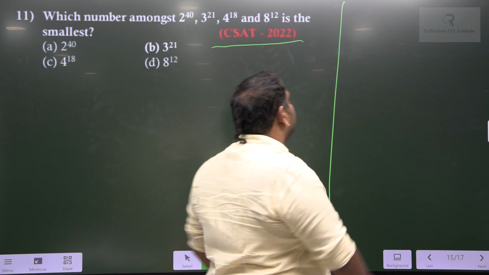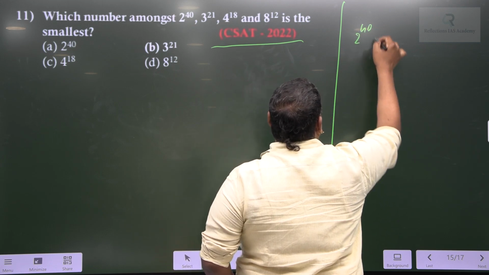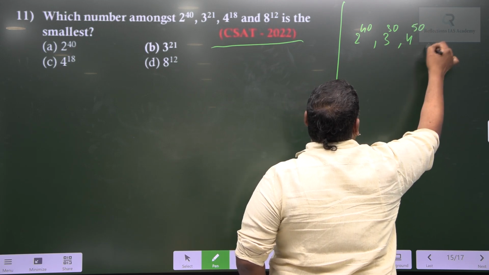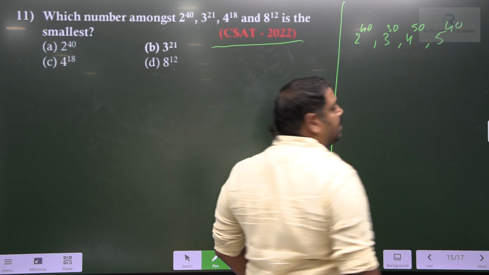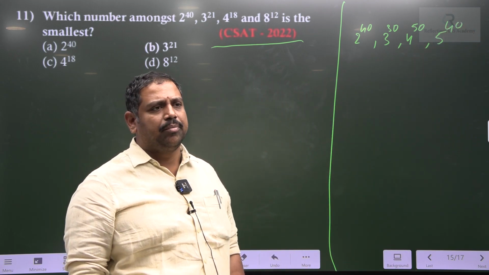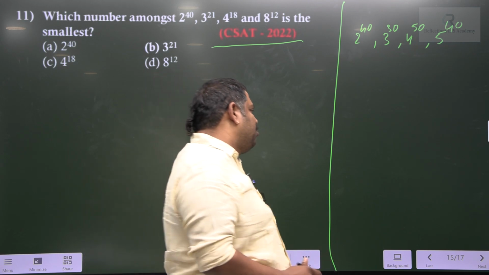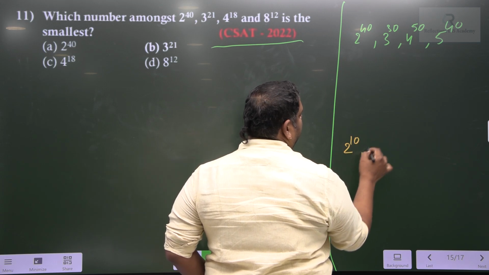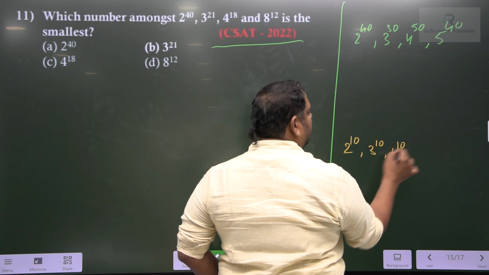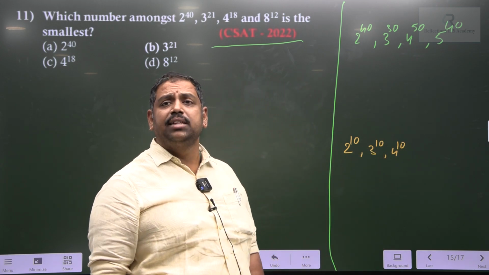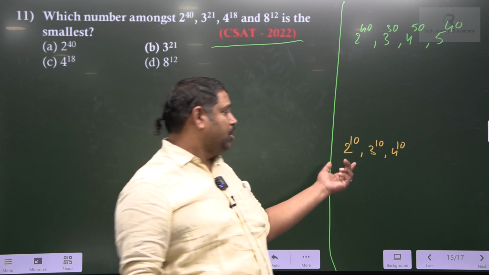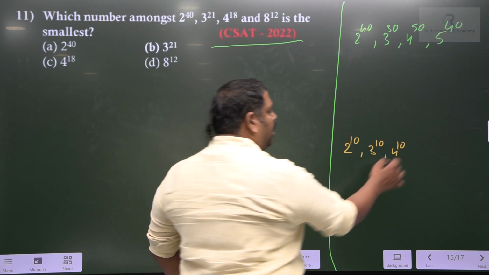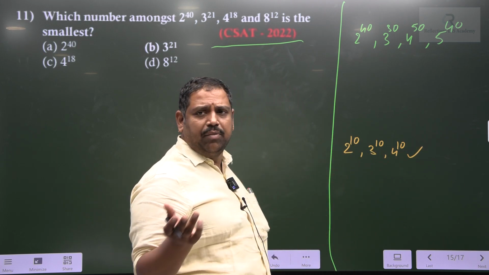Listen carefully. Now I have 2 power 41 as one number, 3 power 30 another number, 4 power 50 another number, 5 power 40 another number. He is asking which is greatest and which is least. If I want to compare them, the numbers should be like 2 power 10, 3 power 10, 4 power 10. Like this I can do it easily, because all the powers are equal now. Where the base is greatest, there it is greatest. Yes or no? Very simple one.